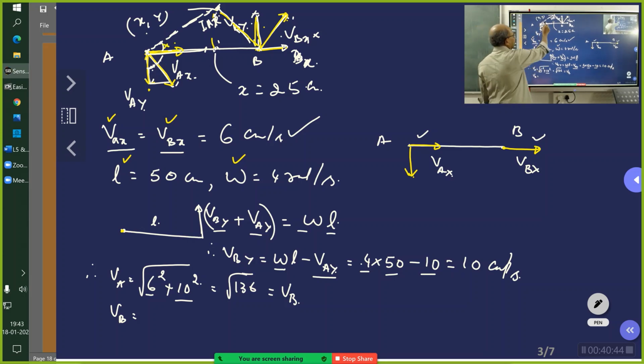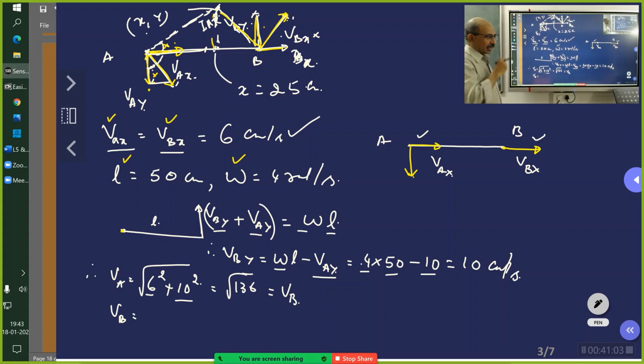This angle will be equal to this angle. And since you have found out this to be 25, tan of this angle will give you this divided by 25. So it will give you that, and you'll be able to find out. Did you all get it, students?